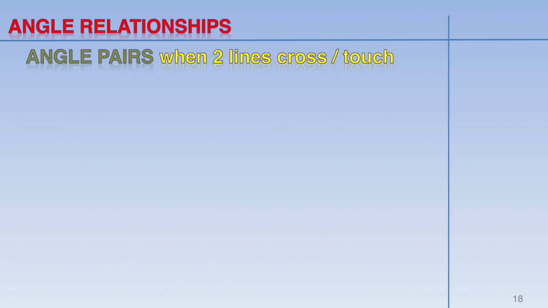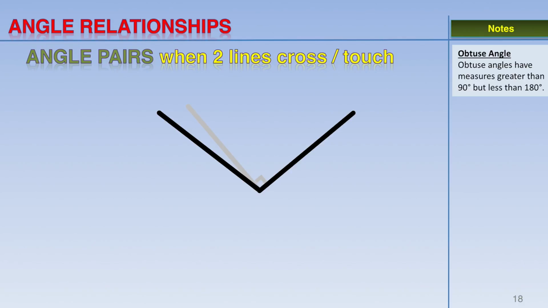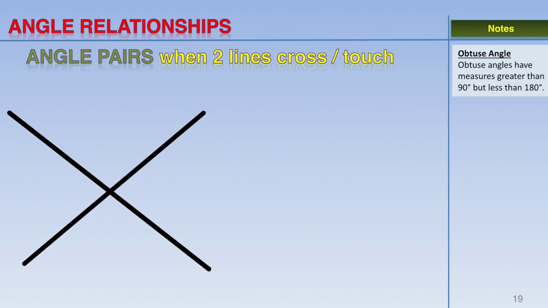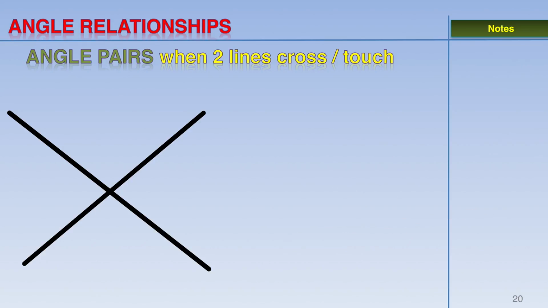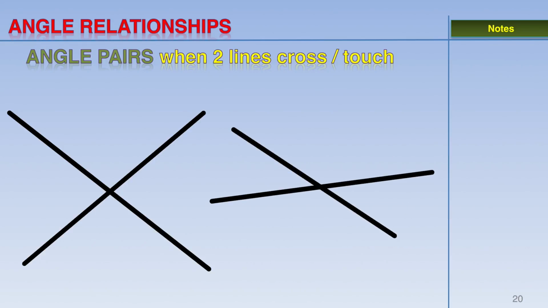Now, let's look at angle pairs when two lines cross or touch. We're going to start off with our obtuse angle that we had before, and we're just going to extend in both directions beyond the touching point so that we have the angles that are produced when those lines are crossed. So we have four angles. And we're going to do the same thing with an acute angle that we saw before, extend those out. And now we're going to look at angle pairs.